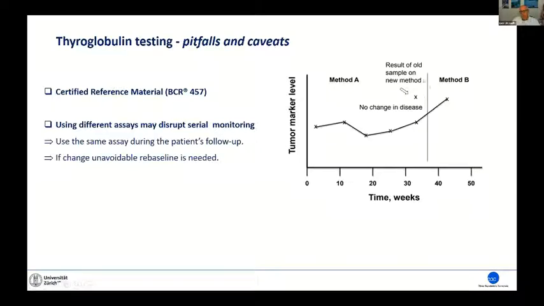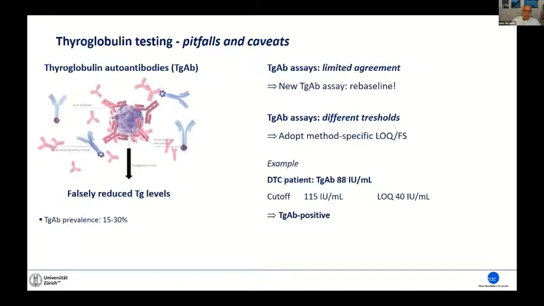This is also more relevant for thyroglobulin antibodies. We will discuss thyroglobulin antibodies, but there is a similar problem. Methods are not aligned, and so it is important to perform a rebaseline when a change is introduced by the laboratory. And this makes communication between clinicians and laboratory of paramount importance. Exactly. Now something about thyroglobulin antibodies.